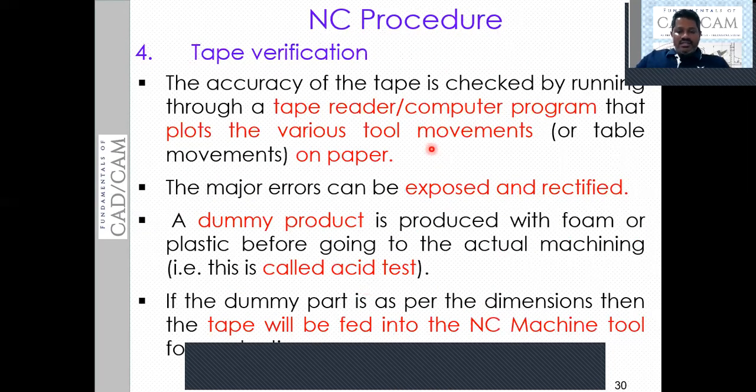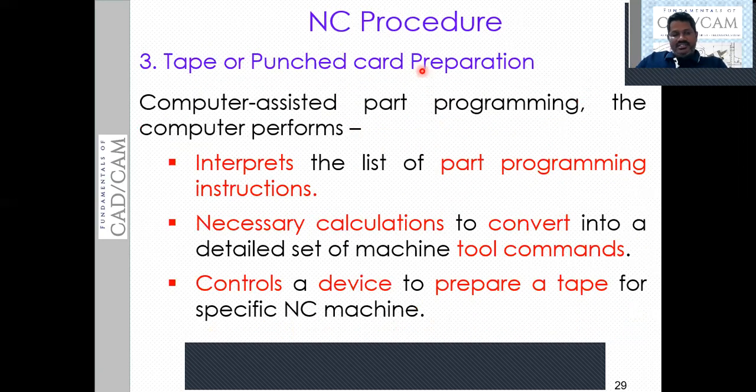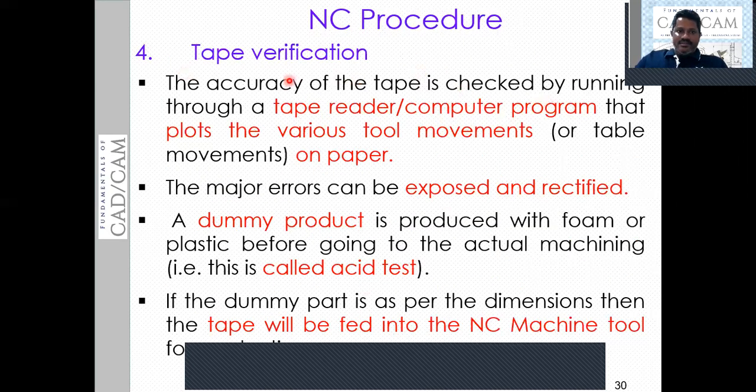Then you have another step, tape verification. The next step in the NC procedure is tape verification. In the previous step, we prepared a punched tape. In this step, we are going to verify the accuracy of the tape. So after coding the program on the tape, we need to verify whether it is correct or wrong.